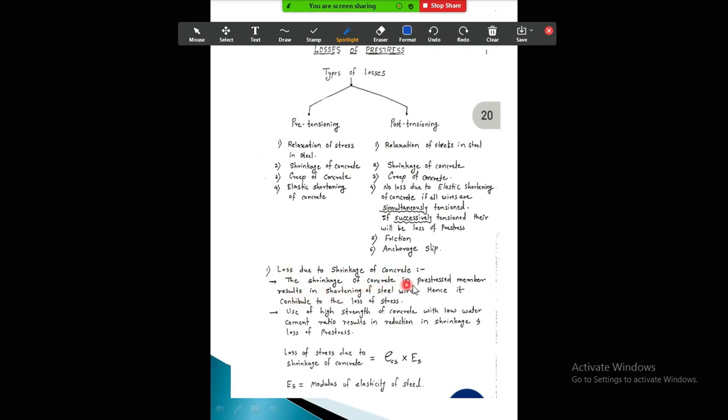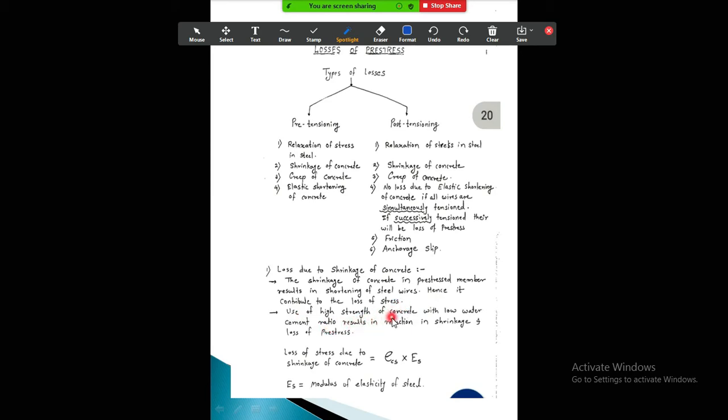The shrinkage of concrete in a prestressed member results in shortening of steel wires. Hence, it contributes to the loss of stress. I hope now you know the terms shrinkage and creep. In concrete technology in second year we have seen what the shrinkage of concrete and creep of concrete are. So due to the shrinkage of concrete, the prestressed member results in shortening of steel wires, and hence it contributes to the loss of stress.